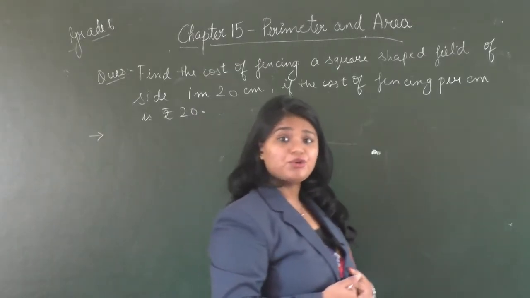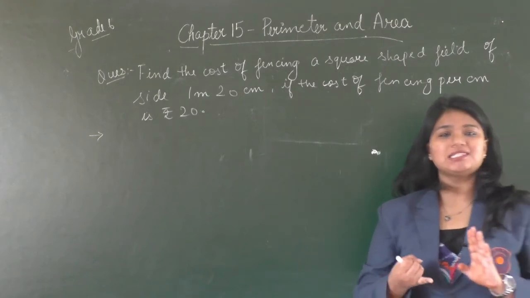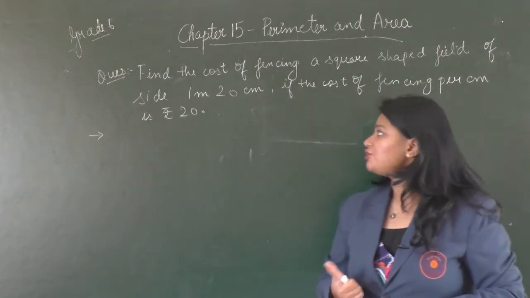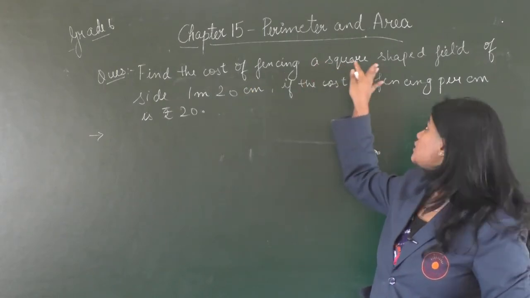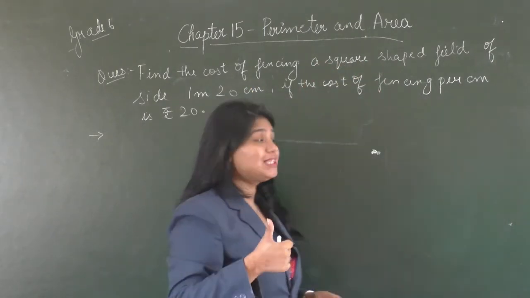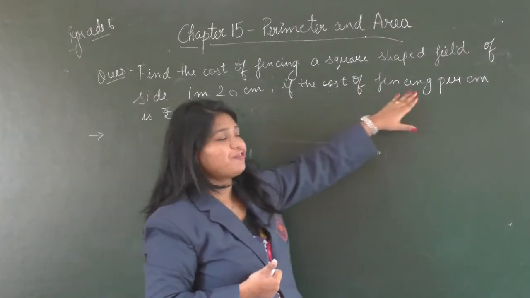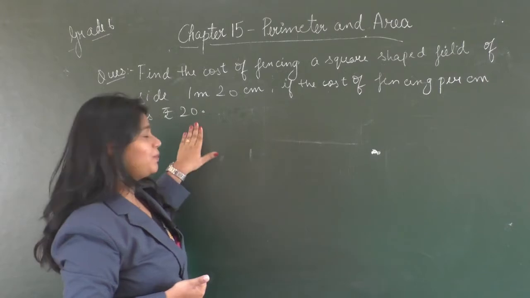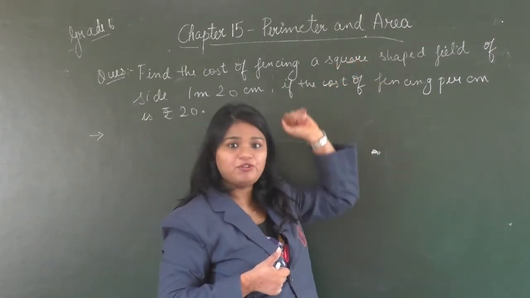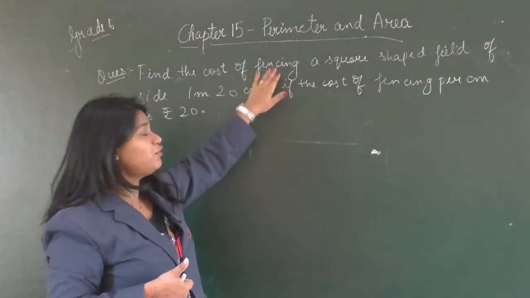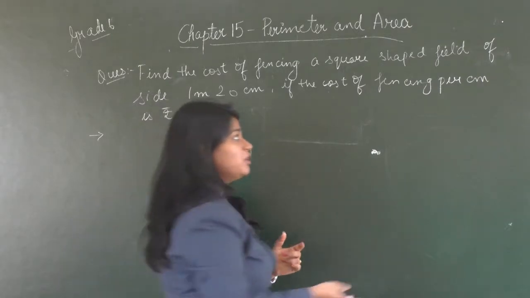So here we have a word problem based on perimeter of various shapes, that is rectangle or square. So here we have a question which says, find the cost of fencing a square shaped field with this side 1 meter 20 centimeter if the cost of fencing per centimeter is rupees 20. So here we are talking about square shaped field and they are also talking about fencing. So fencing is done around or in the boundaries of a field.